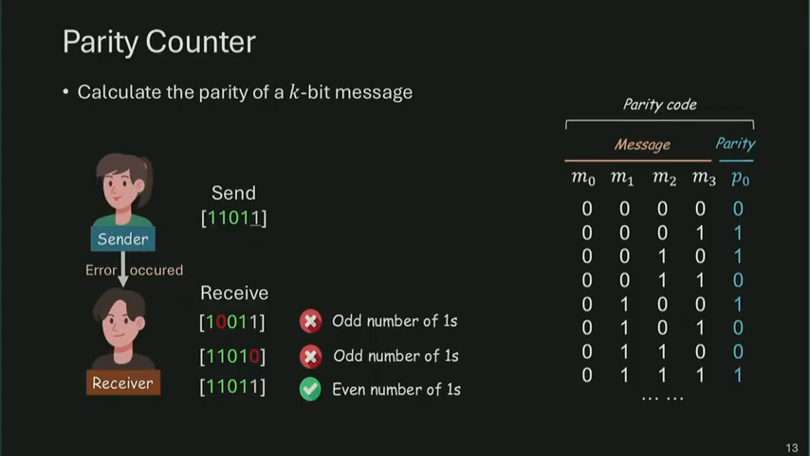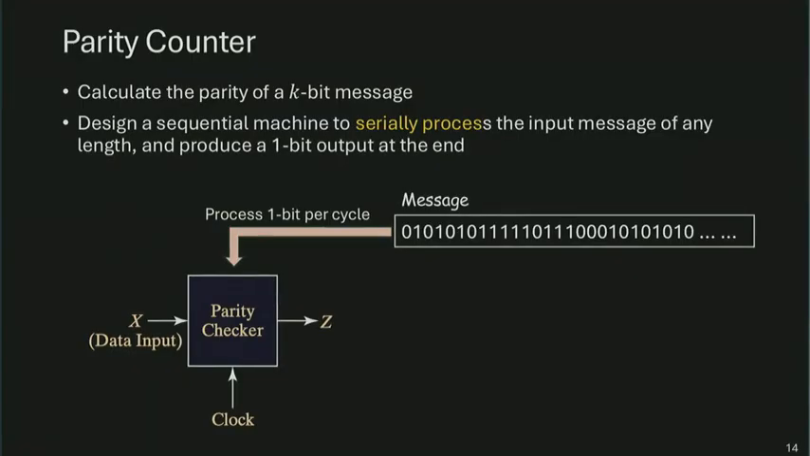And let's say you have a very long stream of binary data, like millions of bits, and you want to verify whether it satisfies the parity code. What you can do is you can build a very simple sequential machine called a parity checker that takes a 1-bit input and produces a 1-bit output. And this checker will be controlled by a clock. And at every cycle, we can process 1 bit from the input data stream. And if you have a million bits, you'll spend a million cycles to process that stream to eventually tell you whether you have an even or odd number of ones.